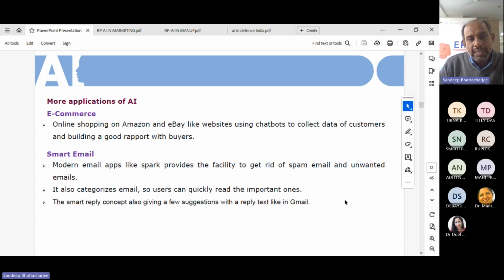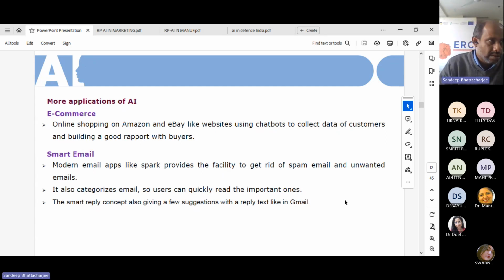More applications of artificial intelligence: e-commerce, a very popular area. I think everybody knows about this. In your online shopping, whether you are shopping on Amazon, eBay or Flipkart, there are chatbots which collect data of customers and build, of course, a very good rapport with each of the customers who are appearing. If you see Flipkart, Amazon, thousands and thousands of people, I should say lakhs of people, are appearing every day, and 30 to 40% might be just visualizing what kind of products or alternative products are available. To some extent, these chatbots can help you understand what kind of products you are searching for, and they can shortlist certain products which fall under your requirement.